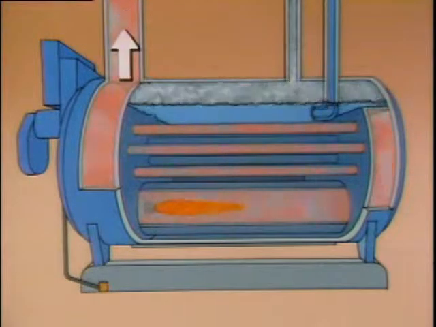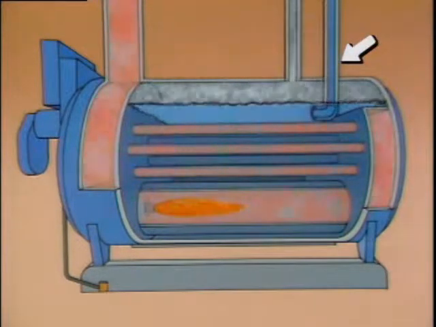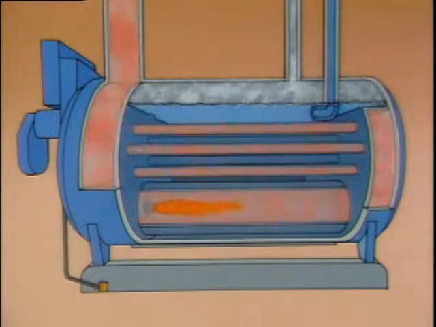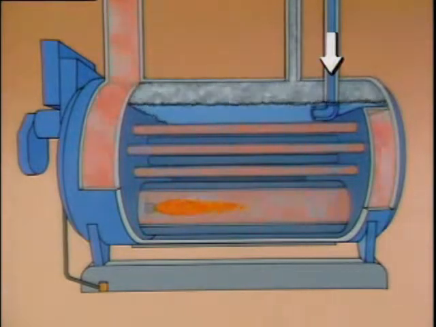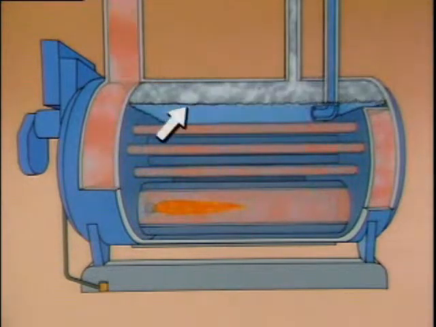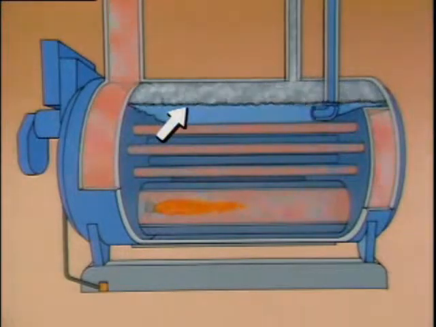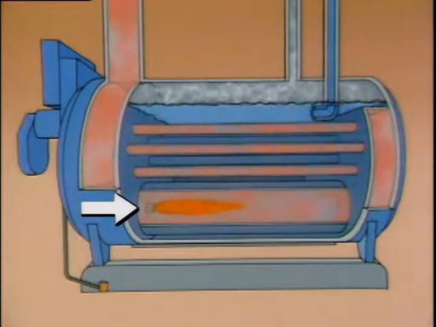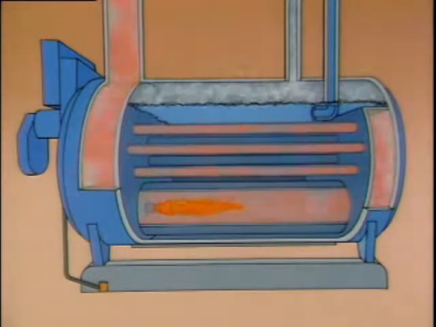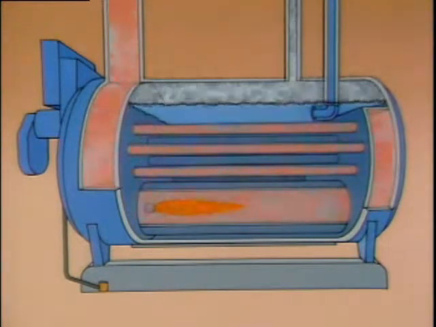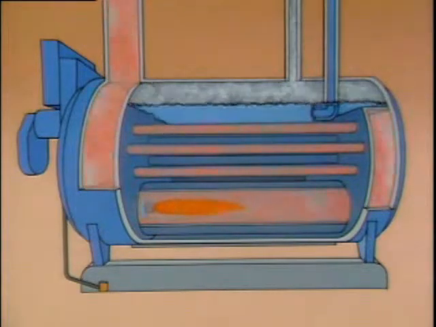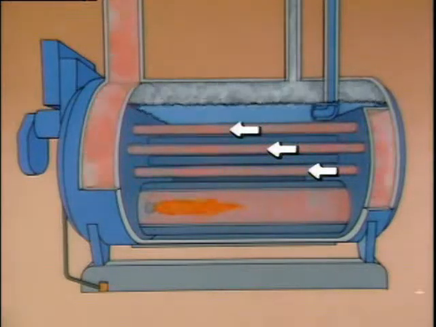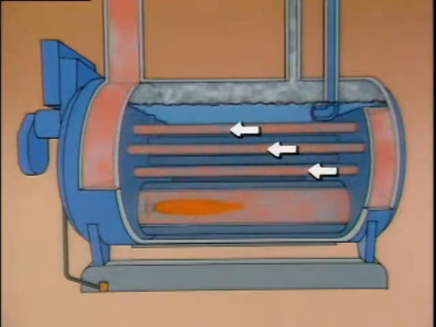There's also an outlet for the gases, a feed water line, and a steam outlet line. During operation, water enters through the feed water line. The water level is maintained above the fire tubes to protect the tubes from overheating. Fuel and air enter the combustion area. The burning fuel transfers heat to the water in the shell. The hot gases flow through the fire tubes, and additional heat is transferred to the water surrounding them.